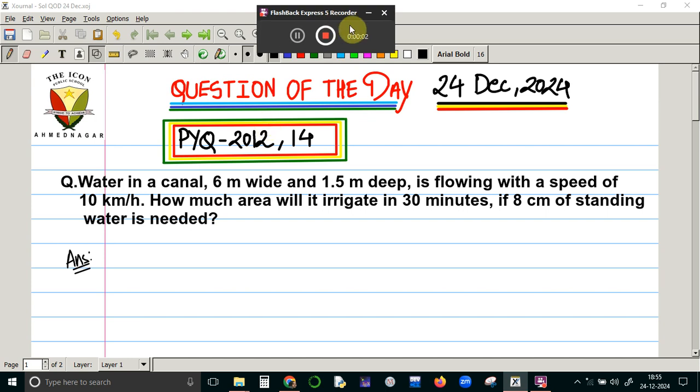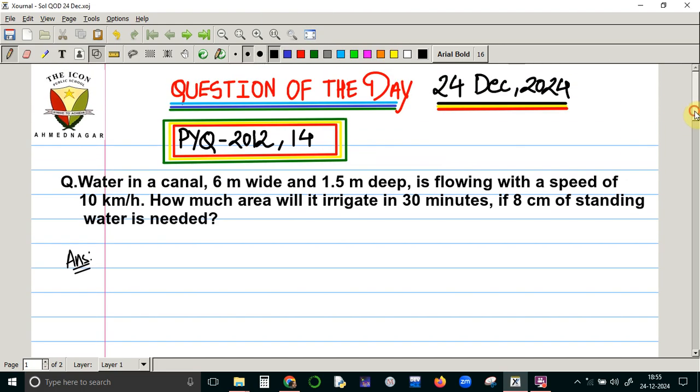Hello students, in this video we are going to solve this previous year question which was asked in 2012 and 2014. The question is, water in a canal 6 meter wide and 1.5 meter deep is flowing with a speed of 10 kilometers per hour. How much area will it irrigate in 30 minutes if 8 centimeter of standing water is needed?